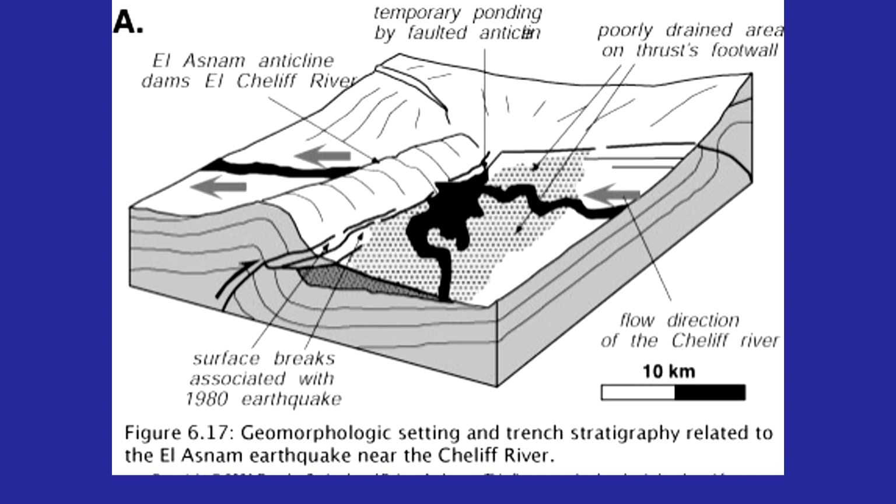Okay, so this was the direction of the Chelif River. It flowed in this direction, and the deformation was such that, if we say this is north, and this is just arbitrary, the northern side moved up over the southern portion. Okay, and it blocked this and resulted in the ponding. Okay, so this was a temporary ponding formed by a faulted anticline.